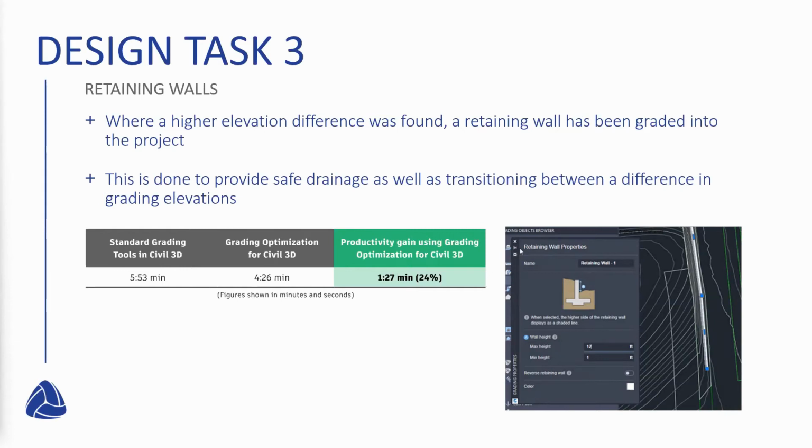Okay, and as you can see there, that is the type of interface that you would get when using the grading optimization tool for retaining walls specifically. It would ask you for a maximum height and minimum height. You would draw a little grading boundary so that the grading cannot exceed past that. Okay, so just looking at around a 24% general productivity gain in that little process there.